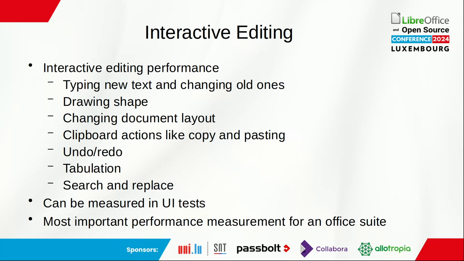And this is the place where an Office suite can shine and show the capabilities. So, for interactive editing performance, there are many things that are important performance-wise. So, typing new text and changing the old ones, and drawing some shapes, and changing document layout, copy and pasting, undo and redo, and using tables and tabulation, and search and replace throughout the document. These are the things that are important performance-wise. And these can be also measured in UI tests. And as I've said, this is very important.